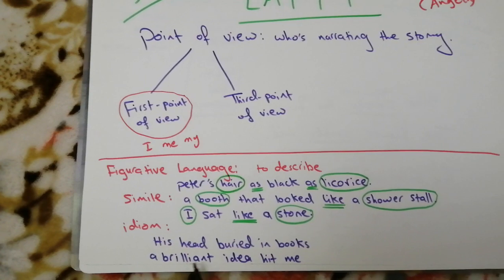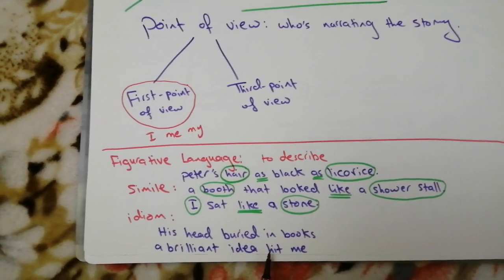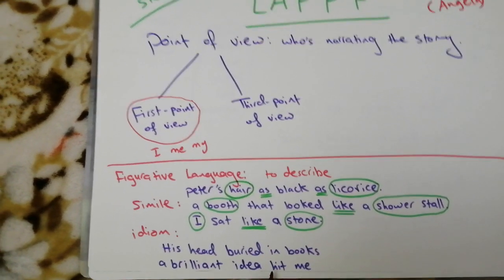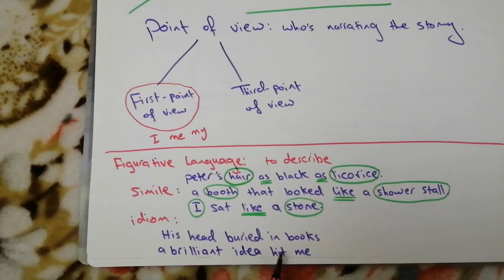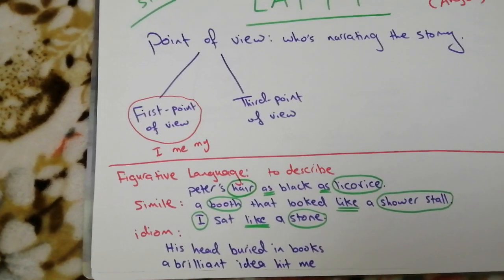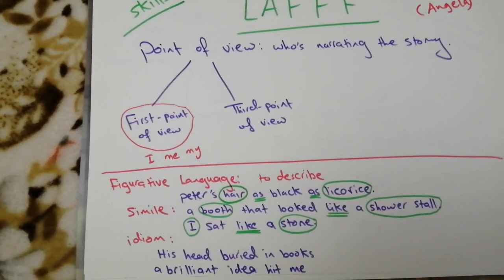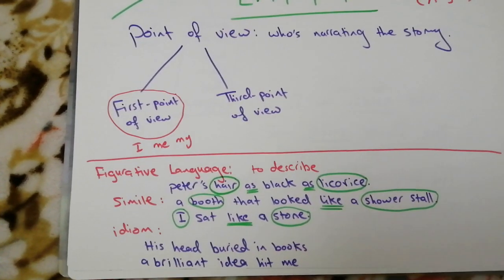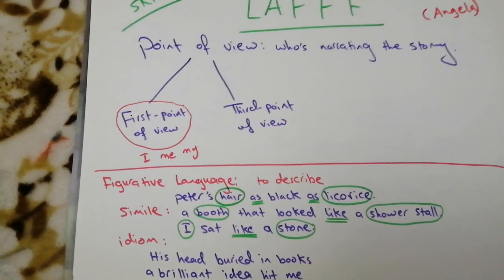And the other one, a brilliant idea hit me, when Angela got an idea in her mind about the writing contest. And can the idea hit someone? Of course not, but which means that an idea popped in your mind or in someone's mind. So we use this idiom, we can describe this action, let's say.